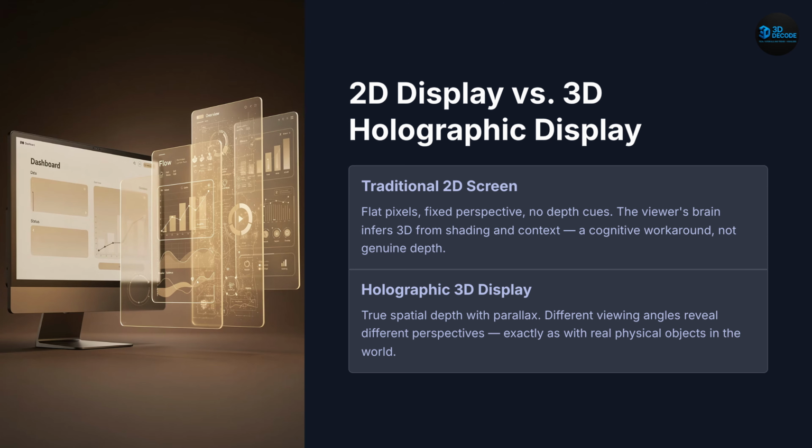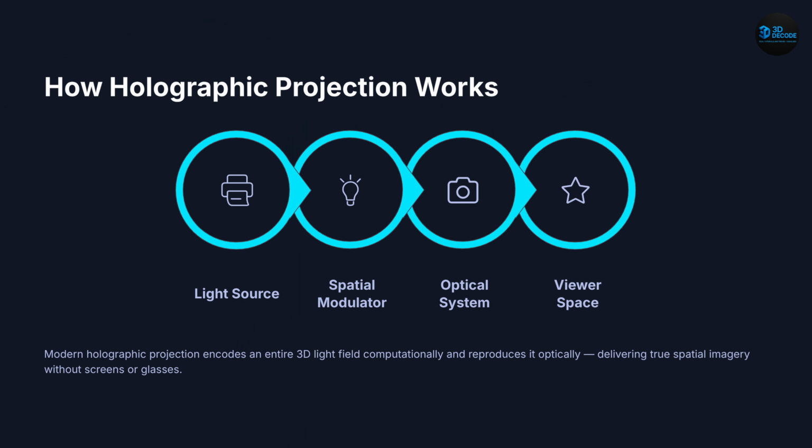Slide 10. 2D vs 3D displays. A traditional screen only creates the illusion of depth. A holographic display reconstructs actual spatial light information, producing genuine three-dimensional viewing.